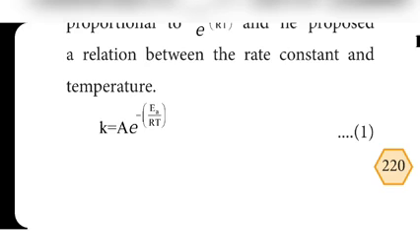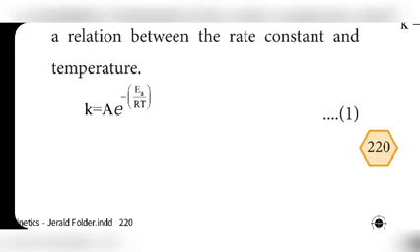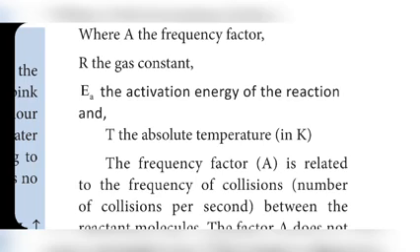So if they ask, write the Arrhenius equation and explain the terms involved, you have to write this equation and explain the terms. K is a rate constant, A is Arrhenius frequency factor, EA means activation energy, R means gas constant, T means temperature. So we have to explain the terms. When they ask, write the Arrhenius equation, explain the terms involved, for that question you have to write this equation and explain the terms. One question over.